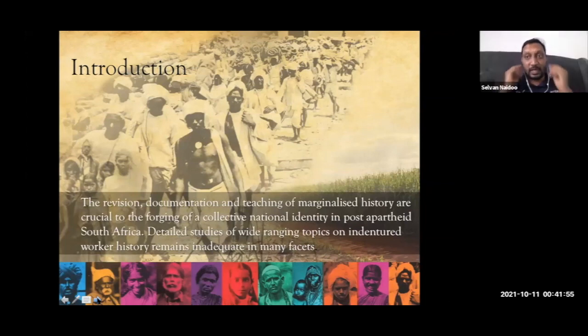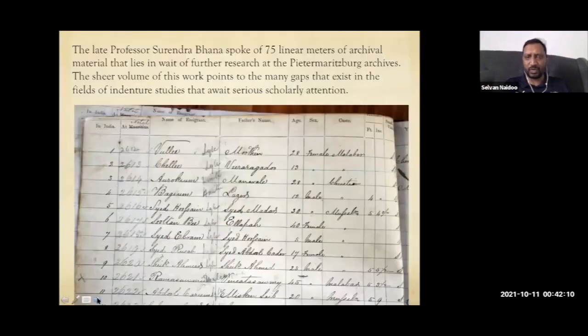So clearly, indenture studies forms a huge part of it, and we want to see it as part of the collective. So detailed studies of this wide-ranging topic of indentured worker history remains inadequate in many facets, simply because of where we've come from in terms of apartheid.